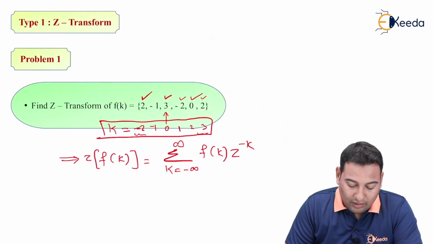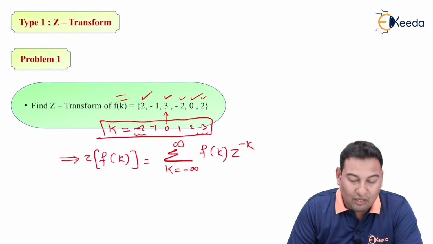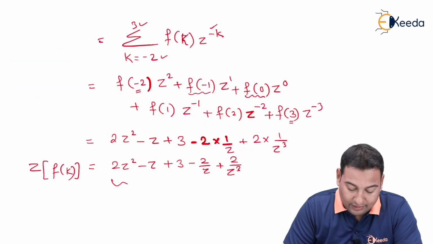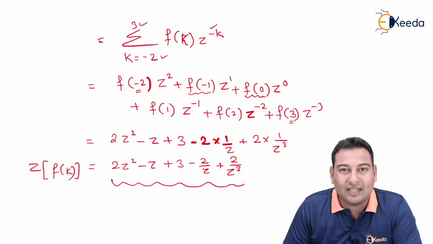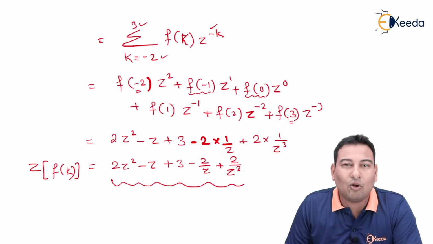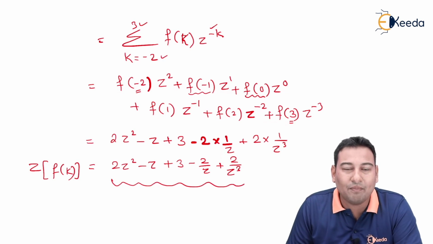See friends, in the given problem, k values were given and we got the result in terms of z. So in this first type, all the problems will be given in terms of k and we'll get the result in terms of z. So this is our first example and the basic example. In the next videos, we'll be covering a few more examples.